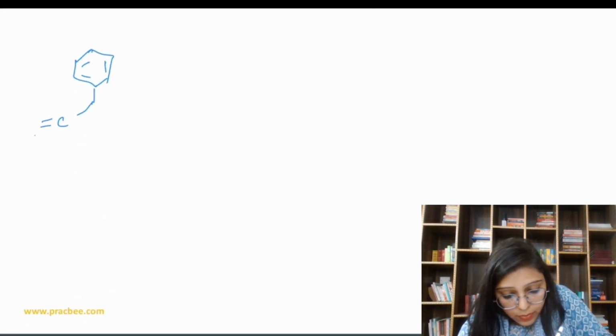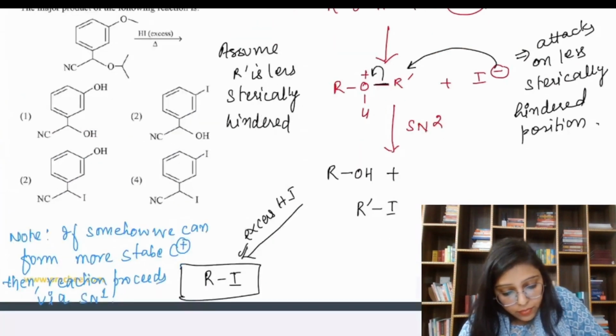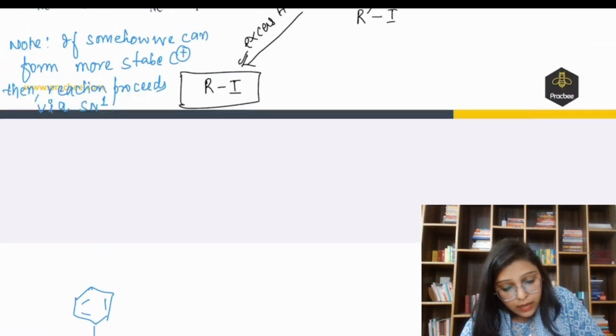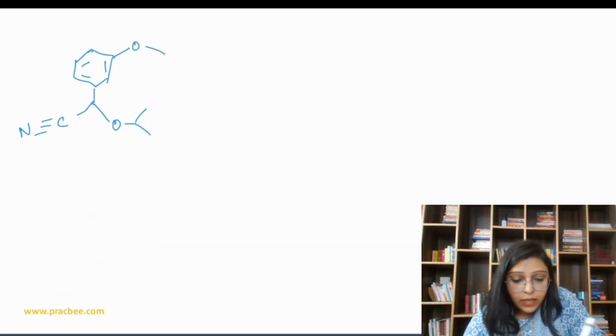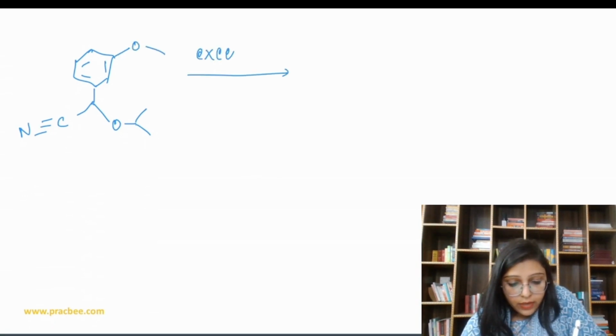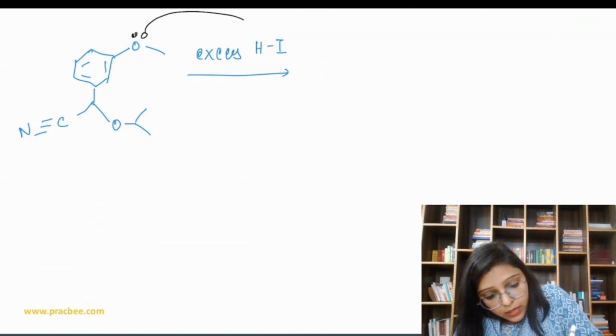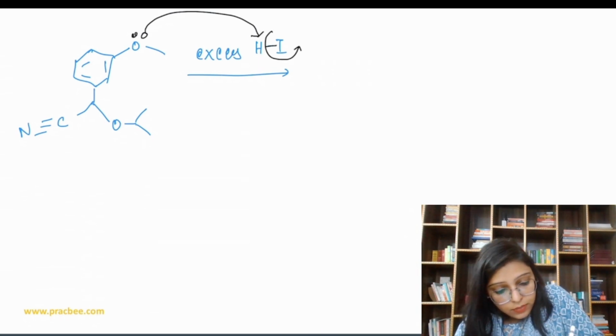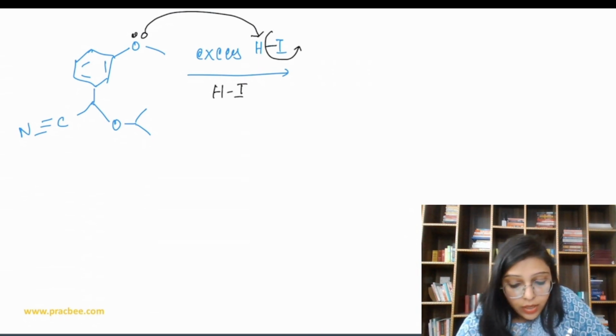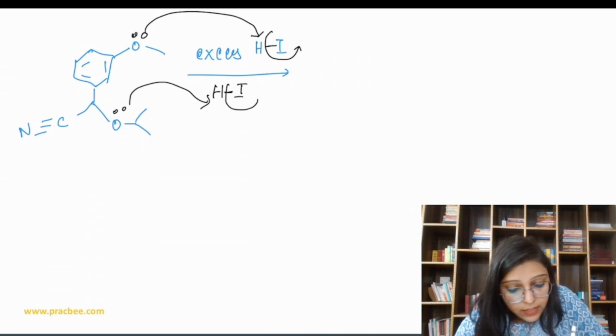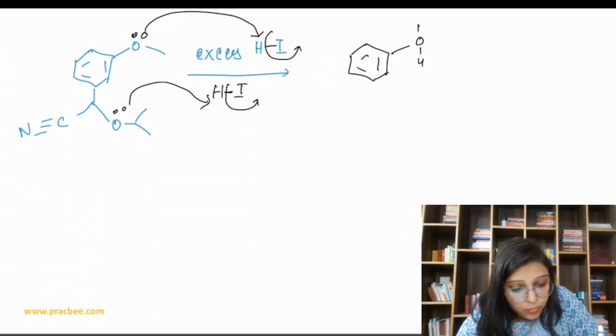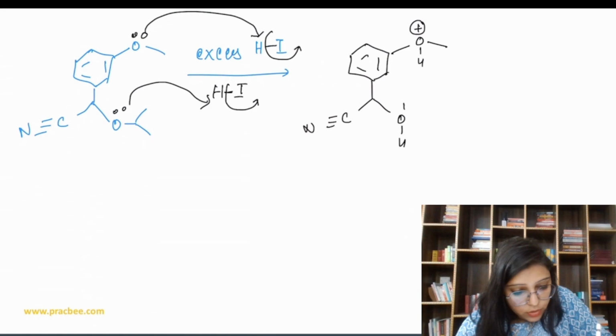So we have C triple bond N. Here we have O, and here we write O. Now we have excess HI, right? We have excess HI. So how to solve? See, the oxygen lone pair attacks on this H and I leaves. Similarly, we can have a second equivalent of HI. So this oxygen can attack on this H plus and I leaves. So I can say we can write OH positive and this one. Then C triple bond N and here OH positive.